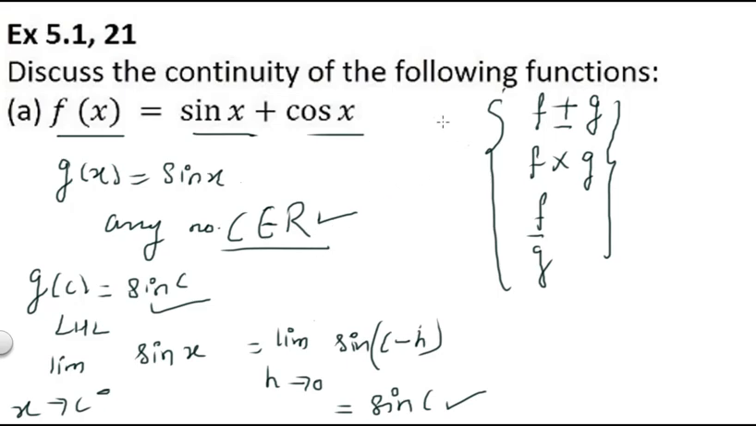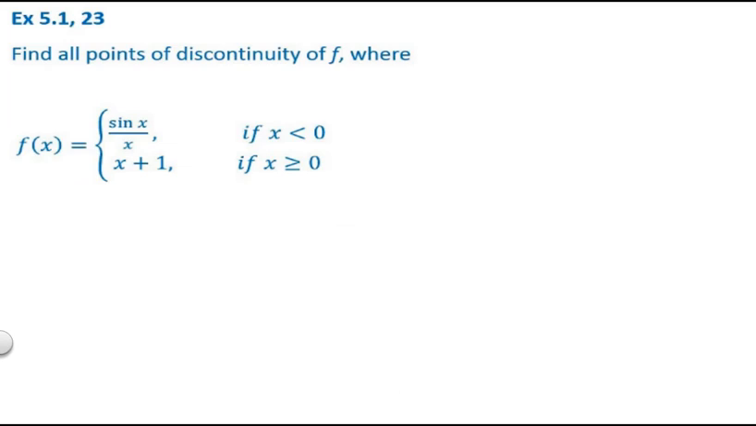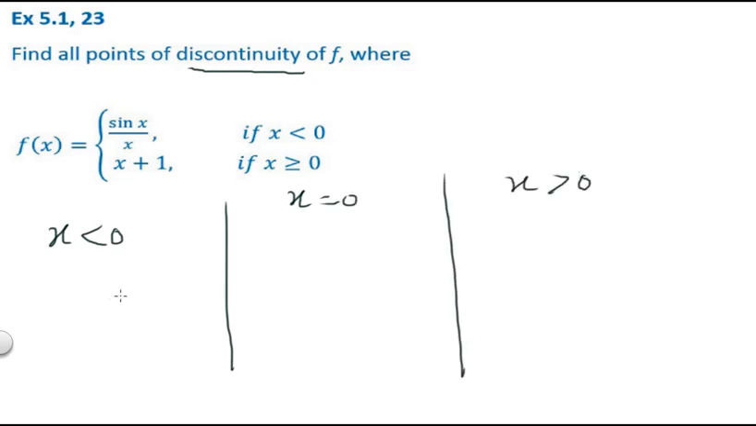Let us go to the last question of the homework which was given to you. Here comes the last question, which is question number 23. In this function they're asking you to find the points of discontinuity of this function. f of x is given. So we will check at x less than 0, then x equals 0, and then all the values greater than 0. For x less than 0, the function is sin x upon x. Now sin x is continuous, x is also a continuous function when it is less than 0. Hence, the division of two continuous functions is a continuous function.